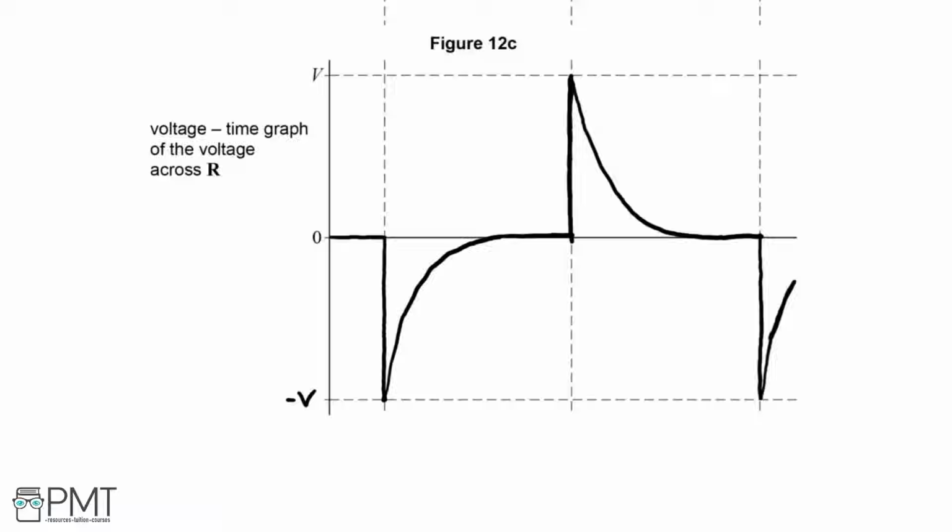So the first mark here of the two is going to be for obtaining the correct negative region of the graph, and the second mark is going to be for obtaining the correct shape of the positive region. So you need to have those curved lines in the correct direction. So 2 marks there.